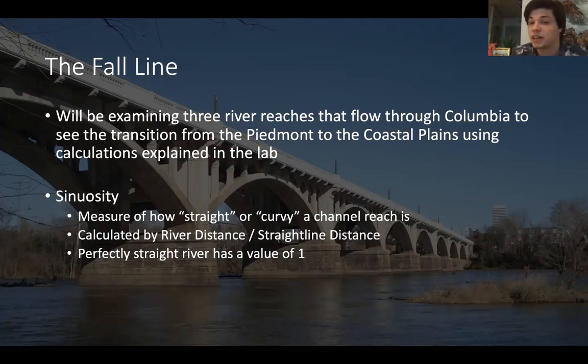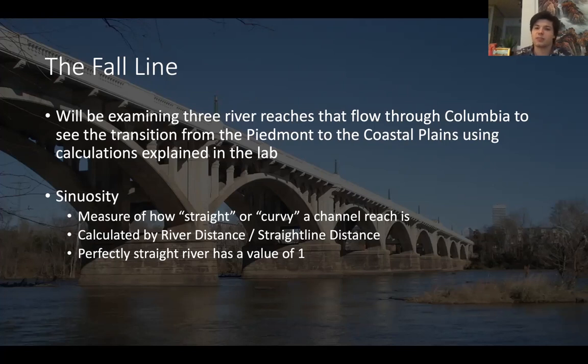But we have not talked about sinuosity yet, which is a measure of how straight or curvy a channel reach is. And this is calculated by the river distance divided by the straight line distance of a river. And so a perfectly straight river would have a value of 1.